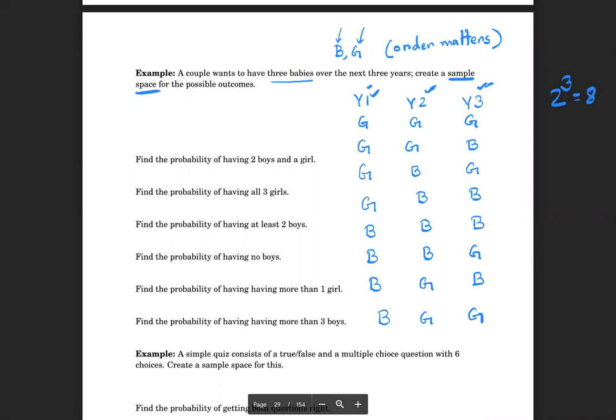If you count them, you'll see that there are 8 different simple events. Remember, order matters here, okay? So that makes these events simple events. They cannot happen in more than one way. Is this clear to everybody? So this is your sample space, okay? This is your sample space. Each of these is a simple event. Each of these is a simple event.